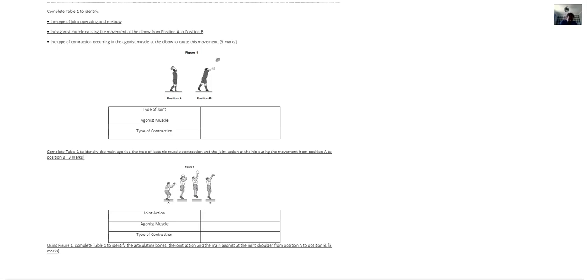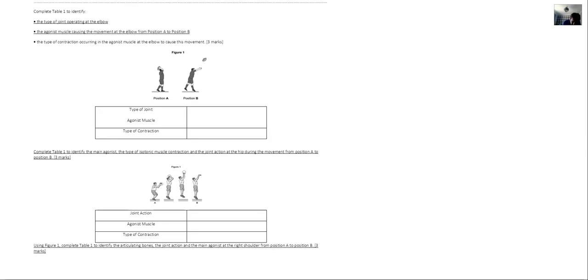All right, so you can see on your screen at the moment, complete table 1, identify the type of joint operating at the elbow. All right, so that's really, really important that we understand we are talking about the elbow and no other movement whatsoever. Okay, so type of joint at the elbow, the agonist that is causing the movement from position A to position B. Remember, in this type of question, that then means we are talking about this movement. Okay, what is causing that movement, and then the type of contraction that's occurring.